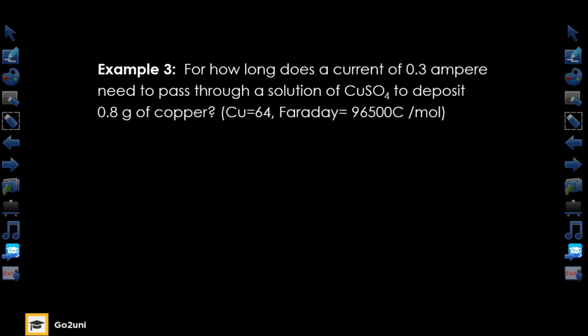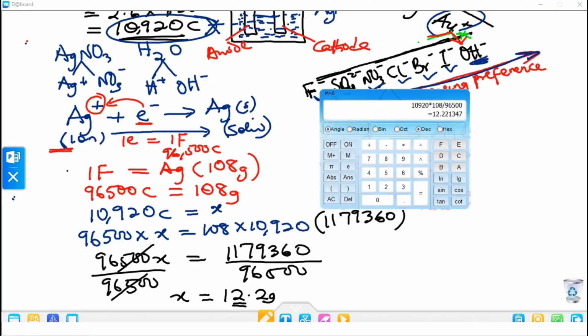So the next question is, for how long does a current of 0.3 amperes need to pass through a solution of copper sulfate to deposit 0.8 grams of copper? So let's make this very snappy, since we have gotten an idea on how to go about calculating questions.